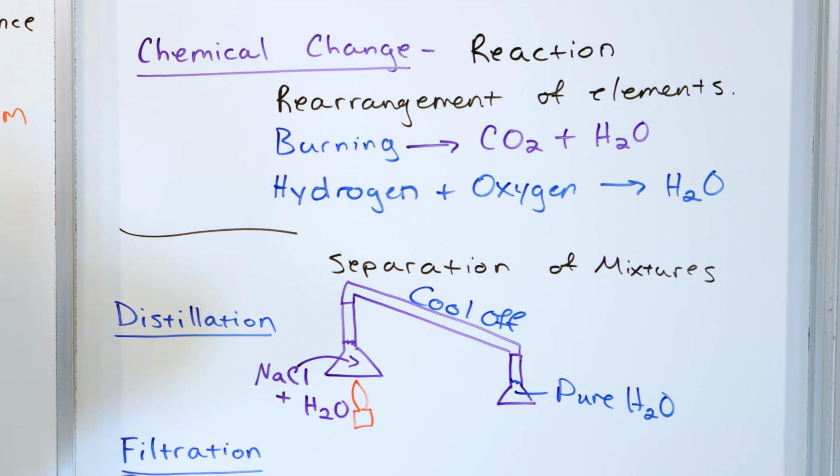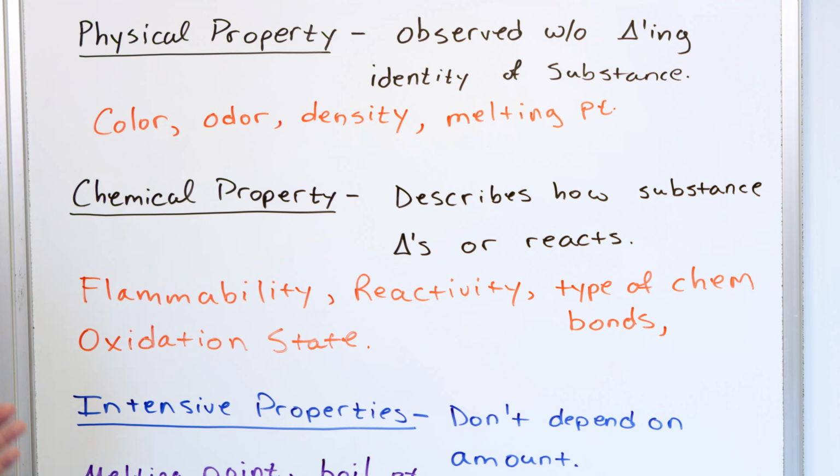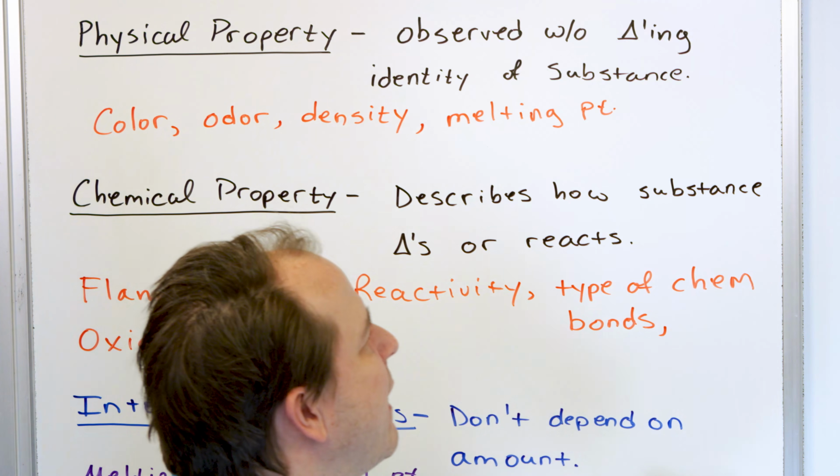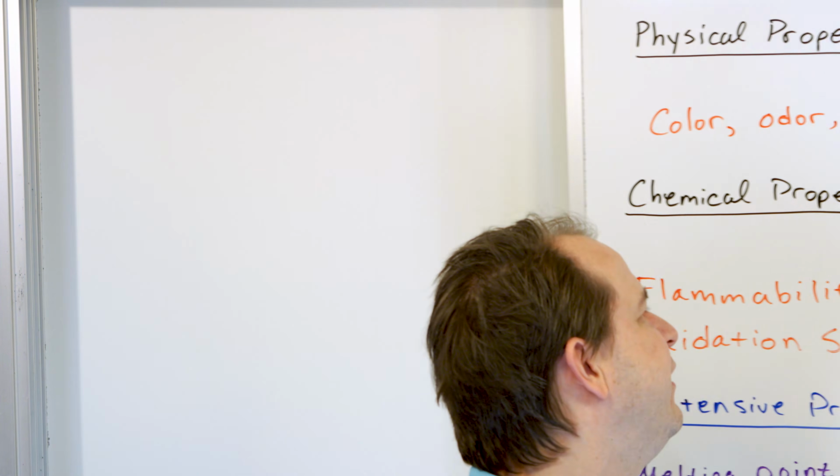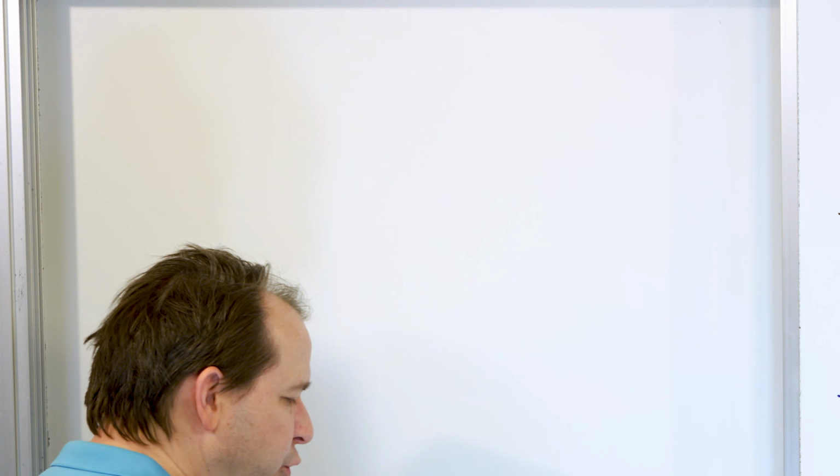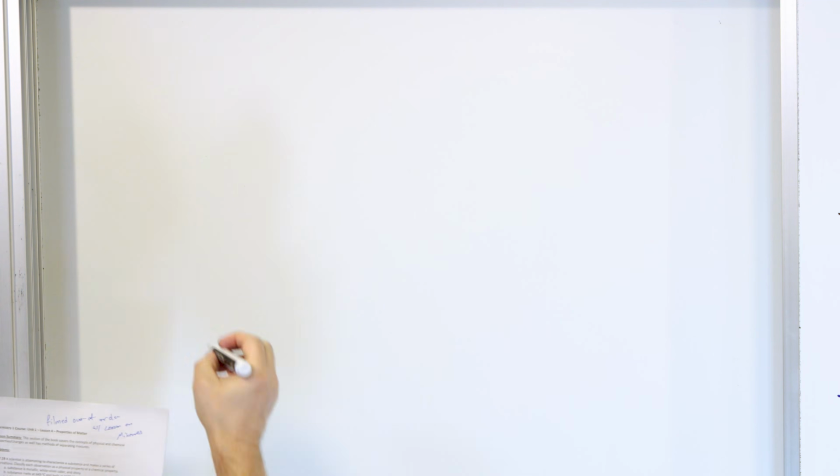All right, now what we're gonna do is, since we now know what physical properties and chemical properties and intensive properties and extensive properties and physical changes and chemical changes are, now we're gonna solve a few quick problems, and they're gonna be very simple. We're just gonna answer some questions, basically.